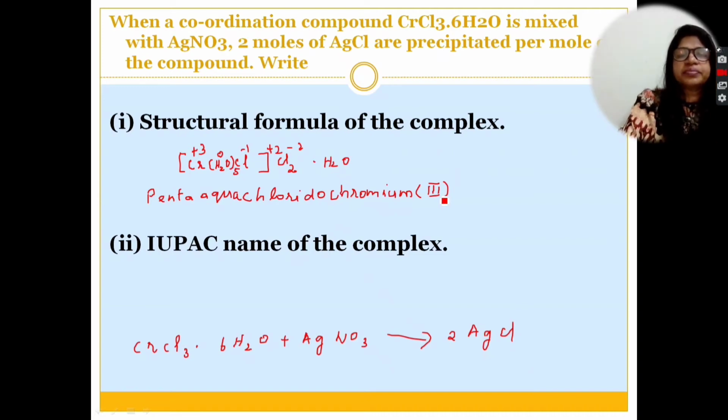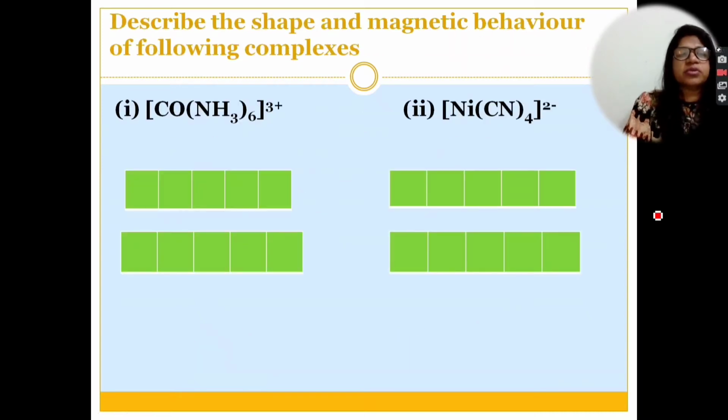Okay, children? So only one thing you have to keep in mind. If there are 2 AgCl precipitated, then write Cl2 outside. 1 means just Cl. 3 means Cl3. Accordingly, adjust the charge and water molecule. Okay. Now let us go to the next question.